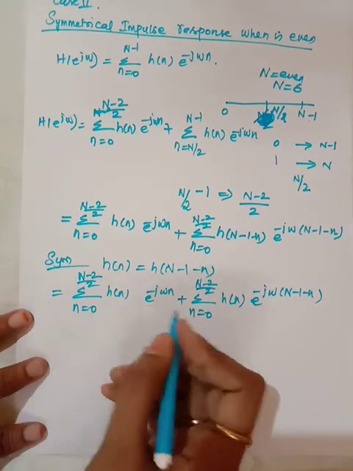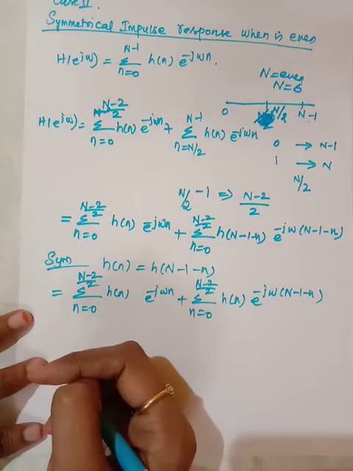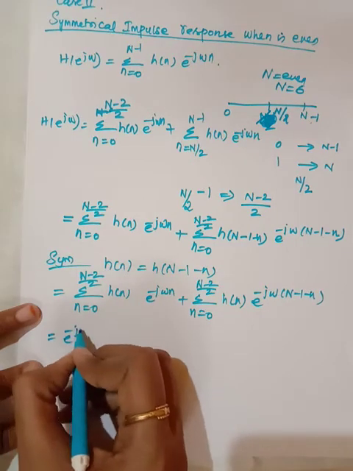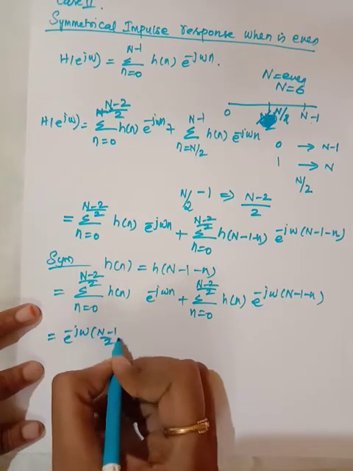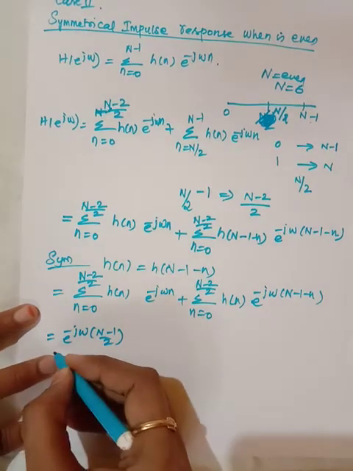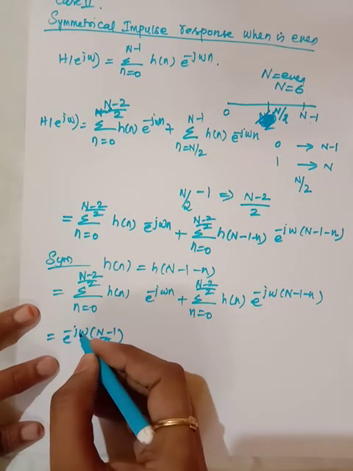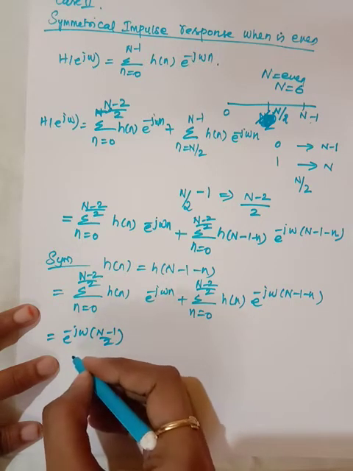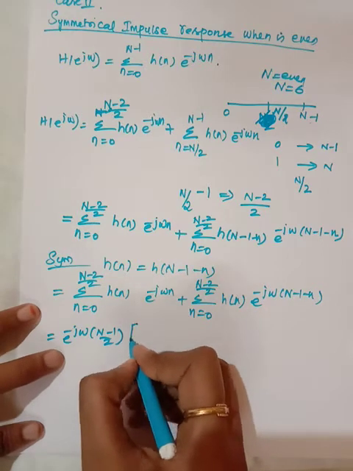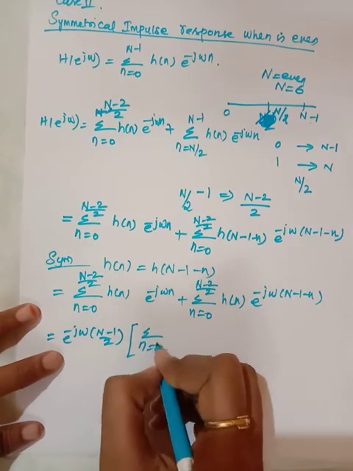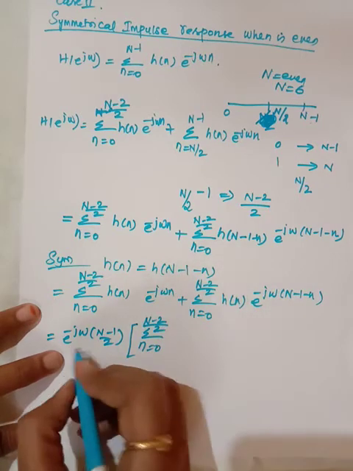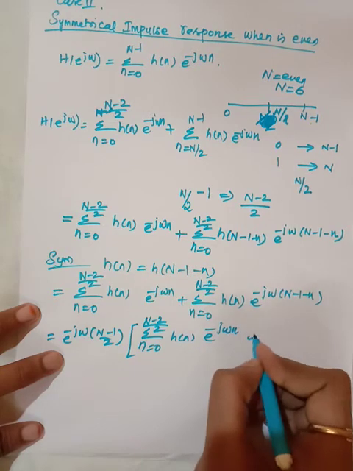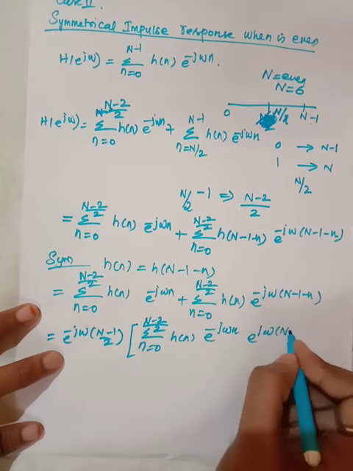Otherwise you can take e power minus j omega n by 2 outside. If I do this, what I get is e power minus j omega n minus 1 by 2. You just have multiplication and division. So I am going to multiply and divide with e power minus j omega n minus 1 by 2, and that e power minus j omega n minus 2 I am going to multiply inside. Instead of writing it here, I am going to write it at this place: minus j omega n e power plus j omega n minus 1 by 2.